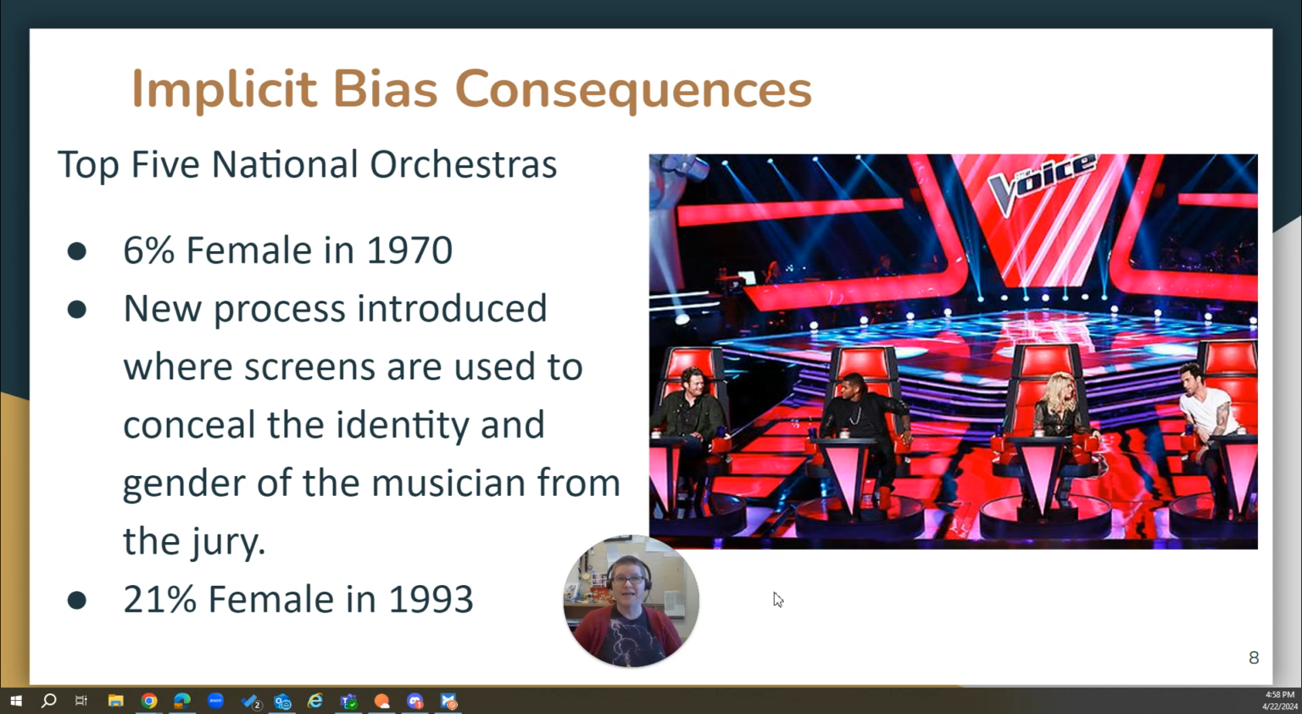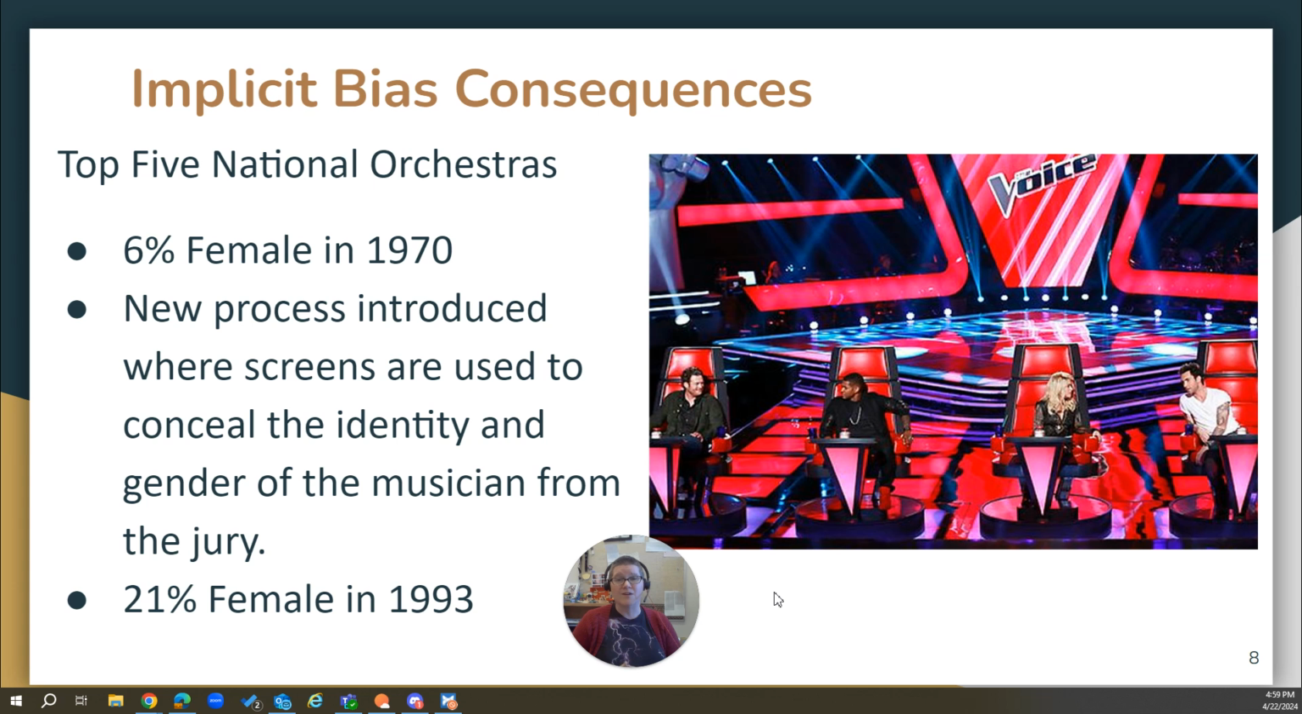Within a time frame, they introduced a new process where they use screens to conceal the identity, and in particular the gender of the musician, from the jury, the people who were deciding based on the playing whether they would be part of the orchestra. And after implementing this within 10 to 15 years, so in 1993, the orchestras had jumped to 21% female.